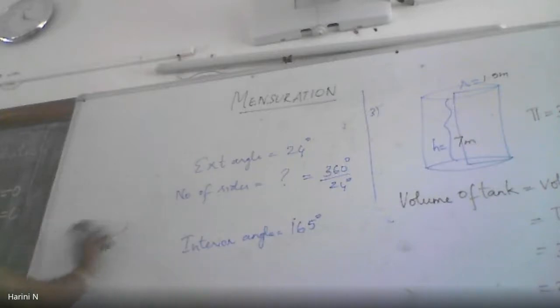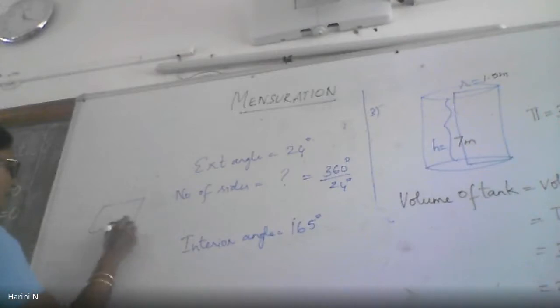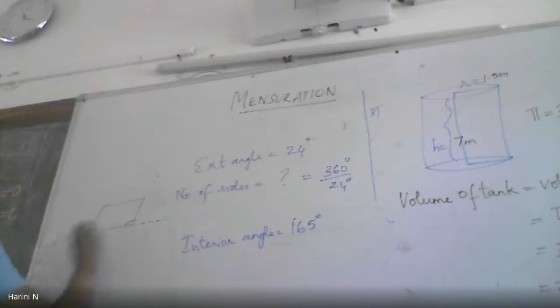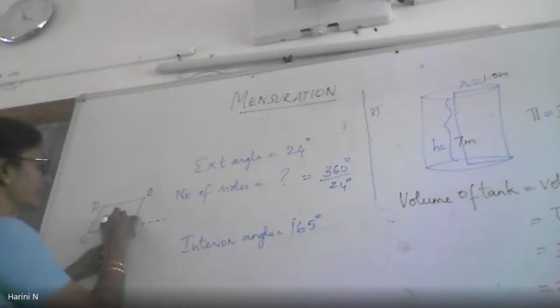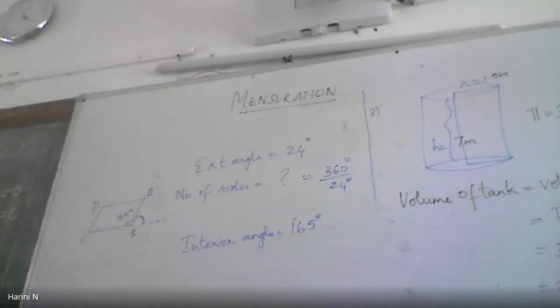Not even a pentagon, maybe we will take up a four-sided polygon. See, suppose the interior angle is given. ABCD is your polygon. I am just taking a four-sided polygon to simply show you. Now the interior angle is given as 165 degrees. Can you find out the exterior angle with respect to the vertex B? Suppose at vertex B the interior angle, because it is a regular polygon, I know all the angles are going to be the same. So if this is 165, can you find the exterior angle at that vertex? How to find the exterior angle?